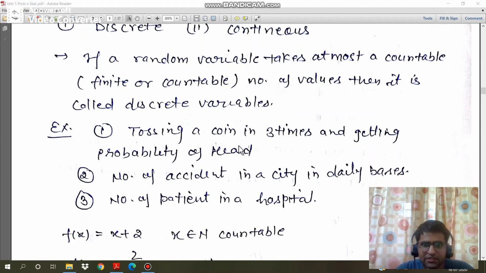For example, tossing a coin 3 times and getting the probability of head, or also tossing a coin 2 times, 3 times, 4 times, 5 times.